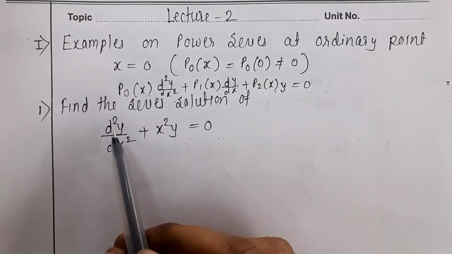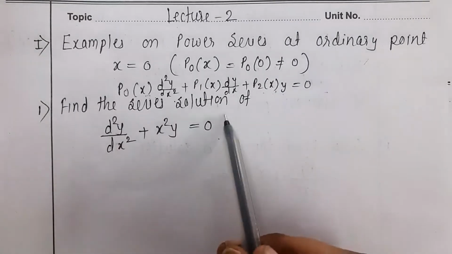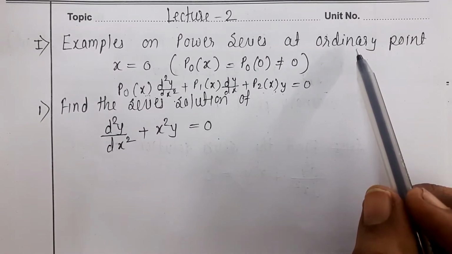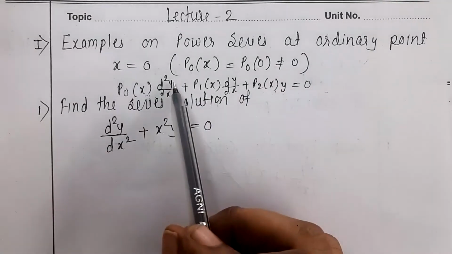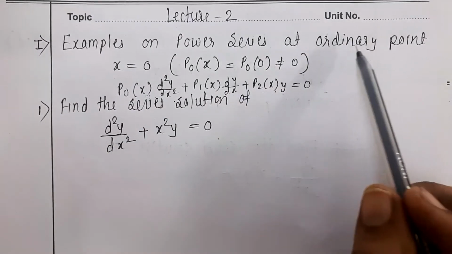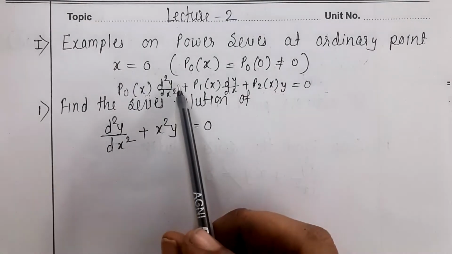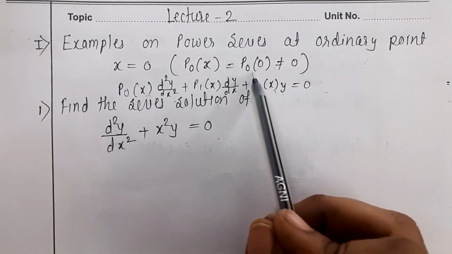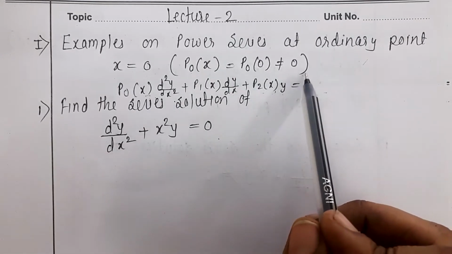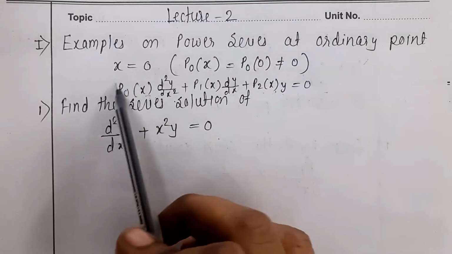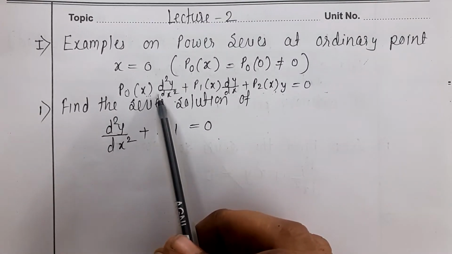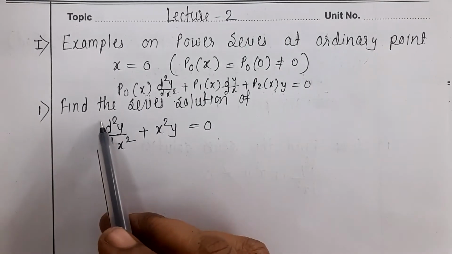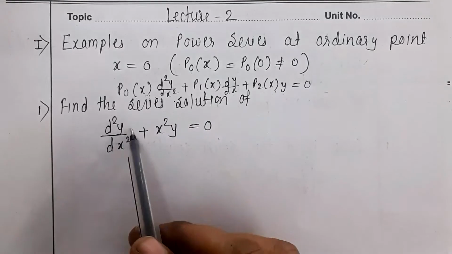Now the first example is to find the series solution of... Today we are going to see examples only on the ordinary point x = 0. So in all examples we are going to consider the ordinary point x = 0. Now when does this become an ordinary point? If p0(x) = p0(0) is not equal to 0, that is, the coefficient of d2y/dx² is not equal to 0, then that point is called an ordinary point.